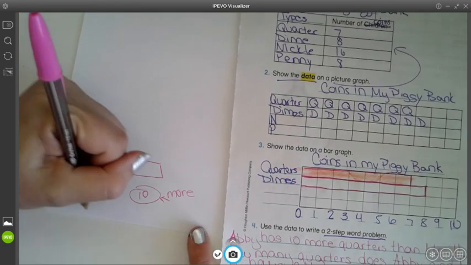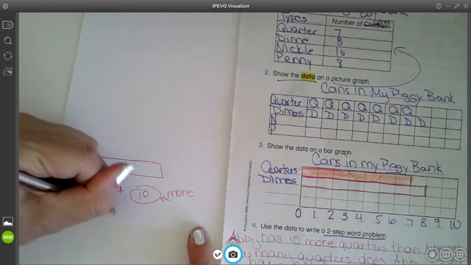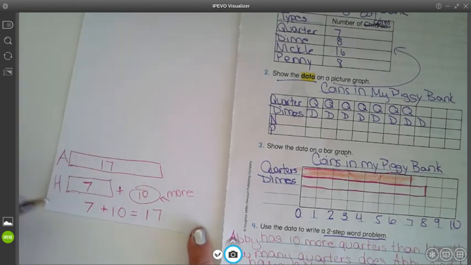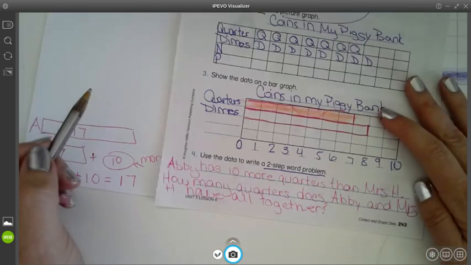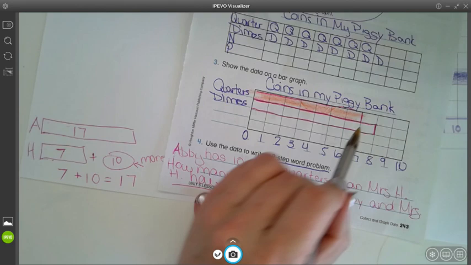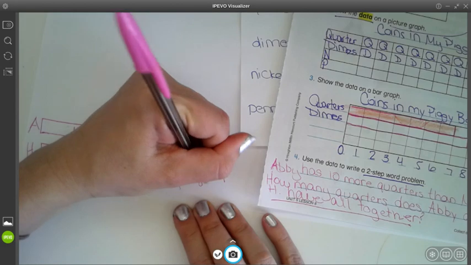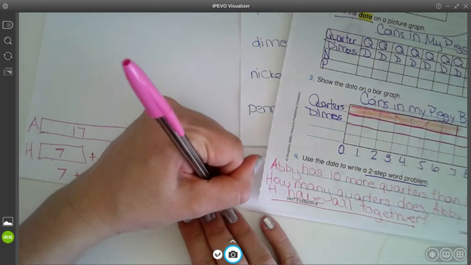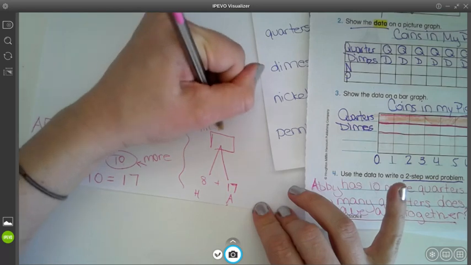So my equation is going to be Miss H, her 7 quarters plus the 10 more that Abby has will tell us that Abby has 17 quarters. Now, this is a two-step problem because the question is asking, remember we always want to underline our question, how many do we have all together? So that means I have to take the 8 quarters that Mrs. H has plus the 17 quarters that Abby has to find the total that we have all together.